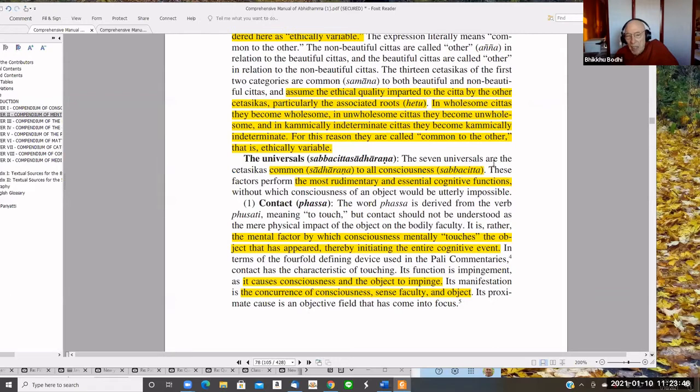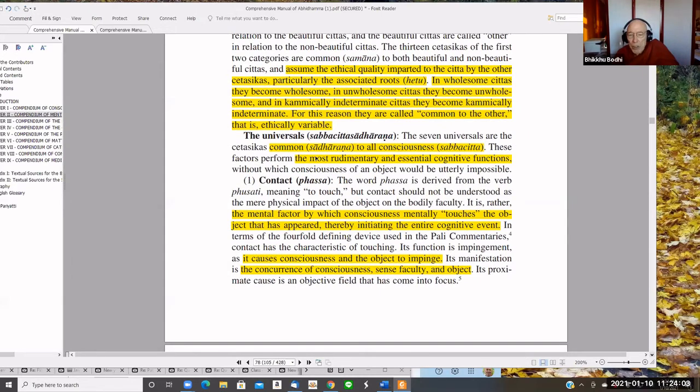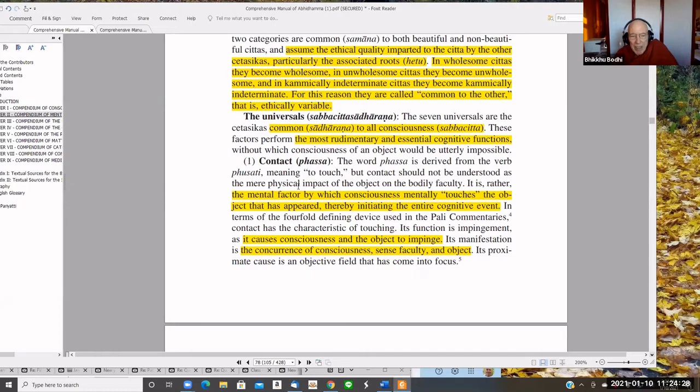Okay, then 7 of these ethically variable factors are universals. They are cetasikas, mental factors common to all cittas, present in every citta without exception. These universals perform the most basic and essential cognitive functions. Without them, there could be no consciousness or experiencing of an object. The first of these is called phassa, which is translated as contact. The way I explain it, it is the mental factor by which the citta mentally touches the object that has appeared, thereby initiating that particular cognitive event.